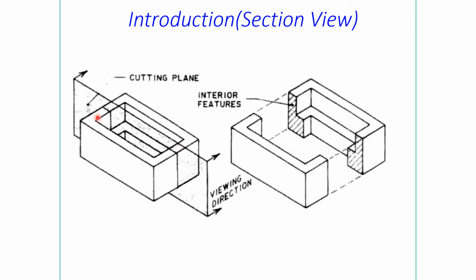Similarly, here is a rectangular piece with different thicknesses at different depths. The upper part is thin and the lower part is thick. When we have cut, now we can see in more detail that the upper part has lesser thickness, the lower part has more thickness. So those details we can get with the section view.